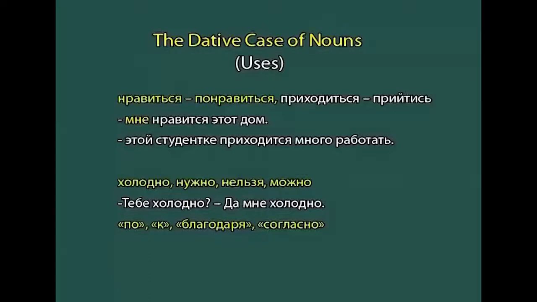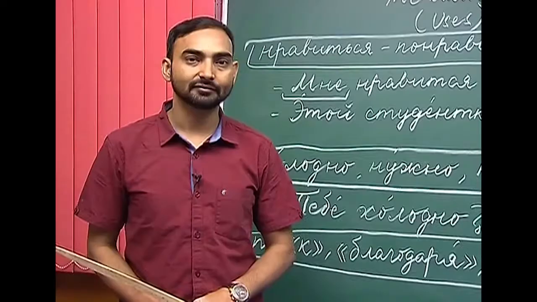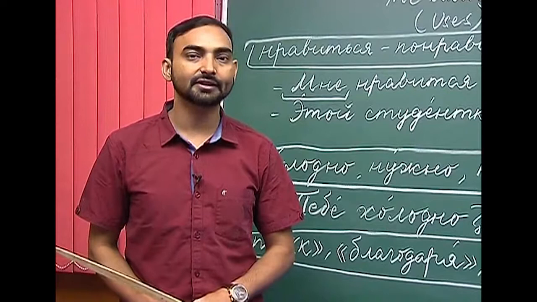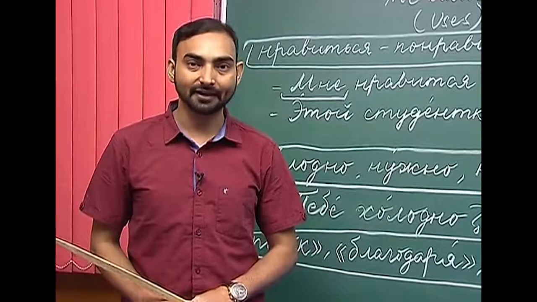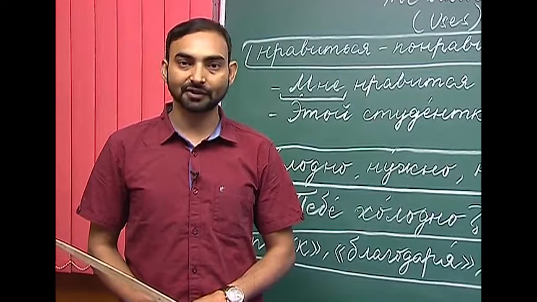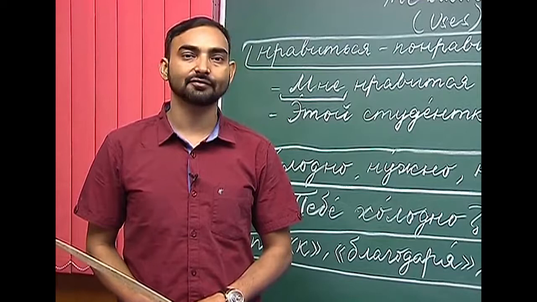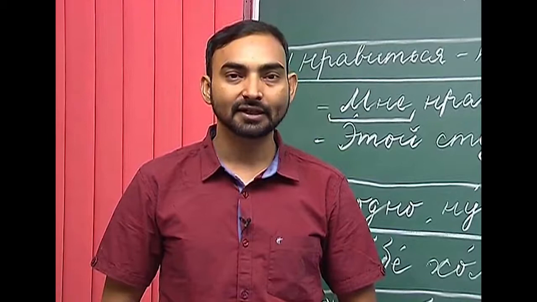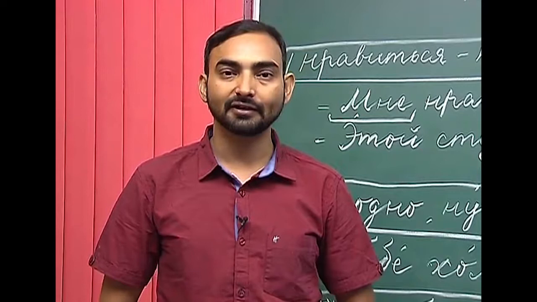So now we have learnt the uses of the dative case of nouns. So what are the uses? The first one is to denote the indirect objects in a sentence. The second one is to denote the logical subjects of some of the verbs or adverbs, and the last one is that with some of the prepositions we are supposed to use the dative case of nouns. So this is all we have for today's lesson. So what all we have learned? We have learned the conjugation of verbs, we have learned the simple future tense, and we have learned the uses of the dative case of nouns.